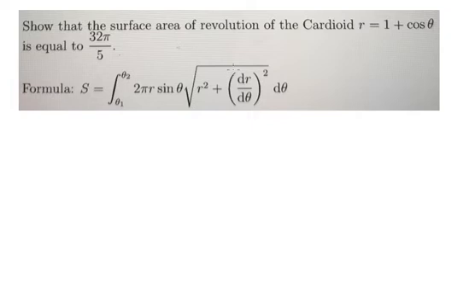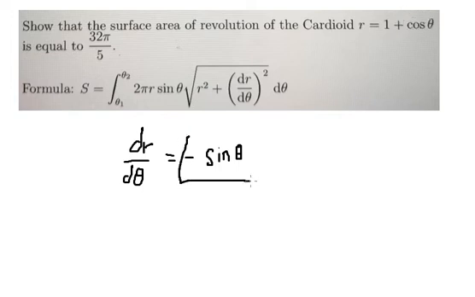First, we need to find dr over d theta from this one. So we have dr over d theta equals negative sine theta, because number one is the constant, so you get 0. Cosine theta, we have negative sine theta. Now we can apply the formula in here.